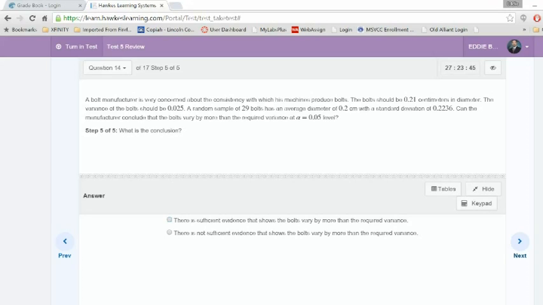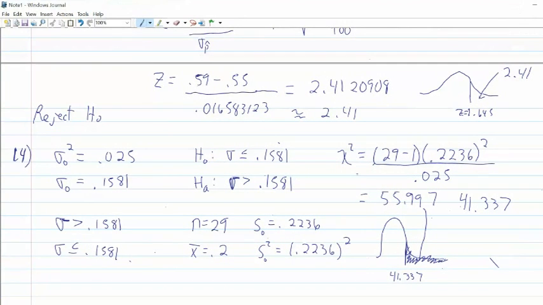Now look back at your original statement there that sigma was greater than 0.1581. And remember our null hypothesis is less than or equal to. If we reject the null hypothesis, it's not like we accept this, but this alternate hypothesis says there is sufficient evidence to show that the bolts vary by more than the required variance.